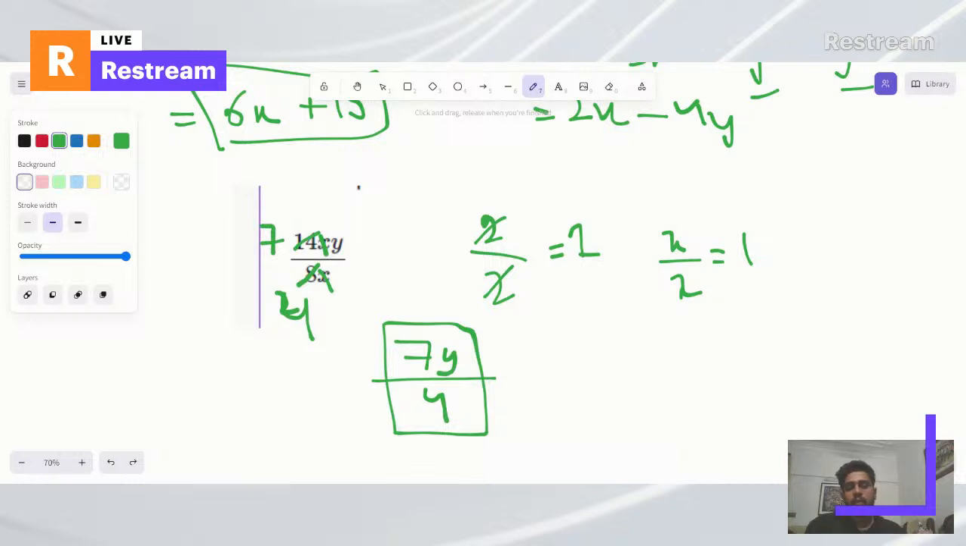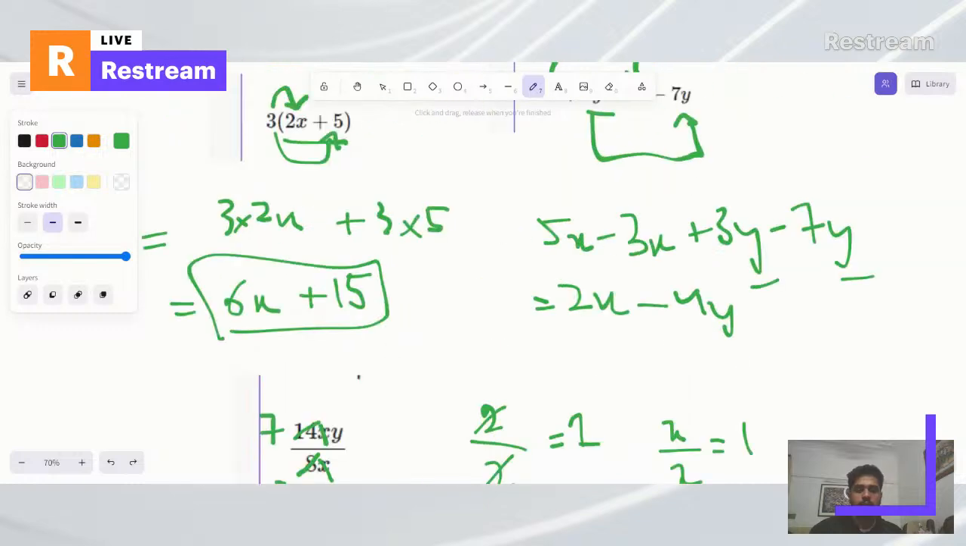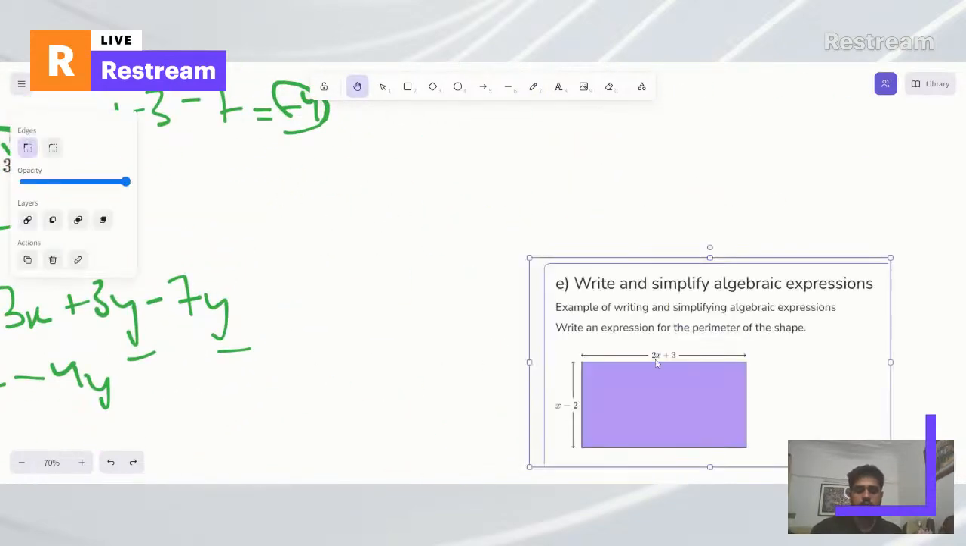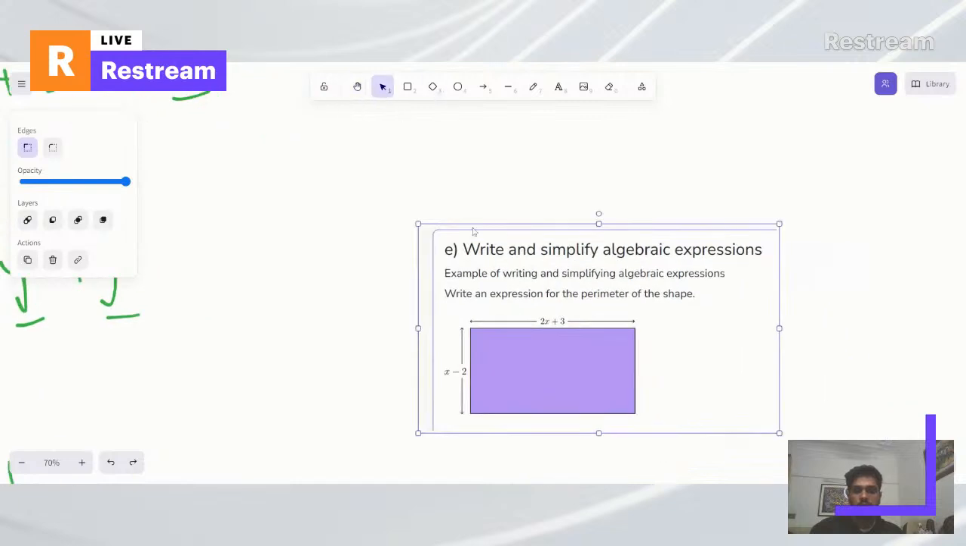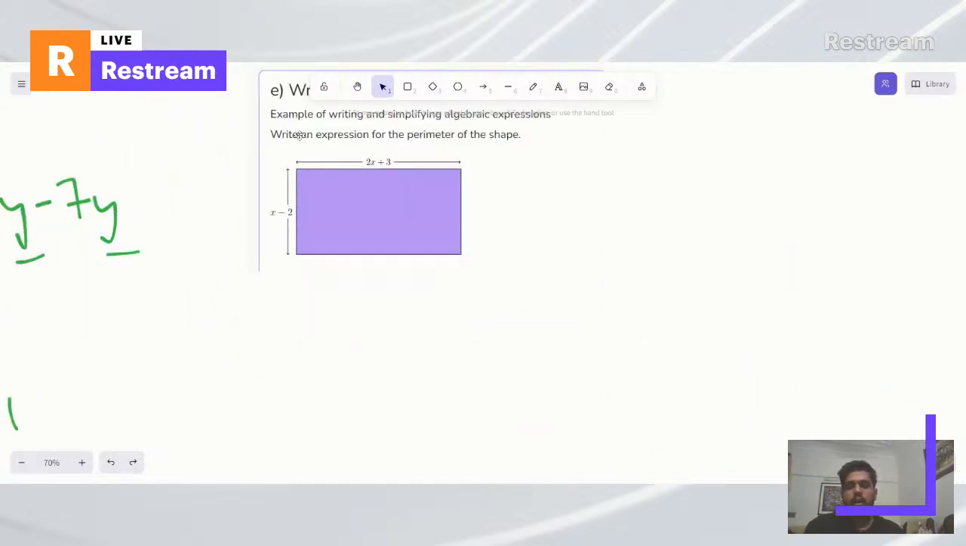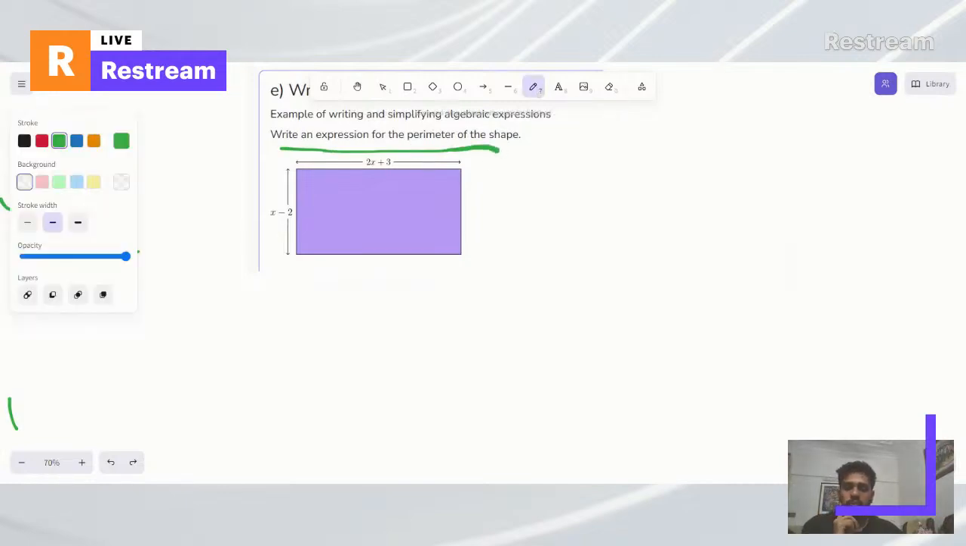All right. Now we move on to the actual question, how the actual questions are going to be like. And this is one of the most important parts of this topic. So let's see. They are asking you to write an expression for the perimeter of the shape.